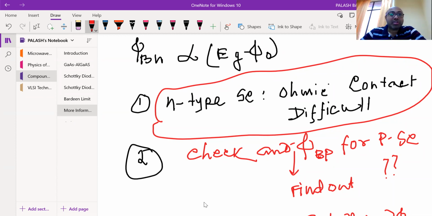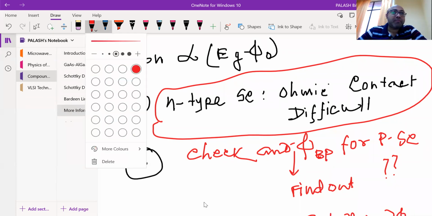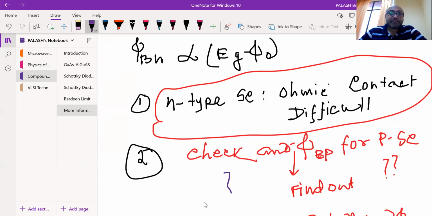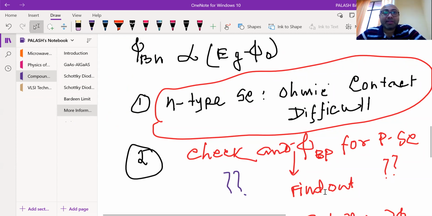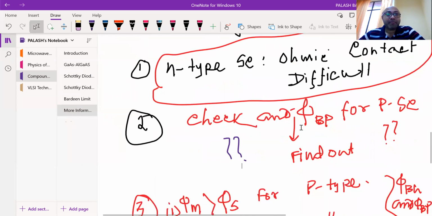So that is actually your homework, which I am looking for from your side. Now, the solution for n-type semiconductor I'll discuss in a minute, but you need to check the metal p-type semiconductor contact and the phi BP value. You'll see the phi BP value, even if we have plenty of interface states, is very, very low. So getting ohmic contact for p-type semiconductor is much easier than for n-type semiconductor.